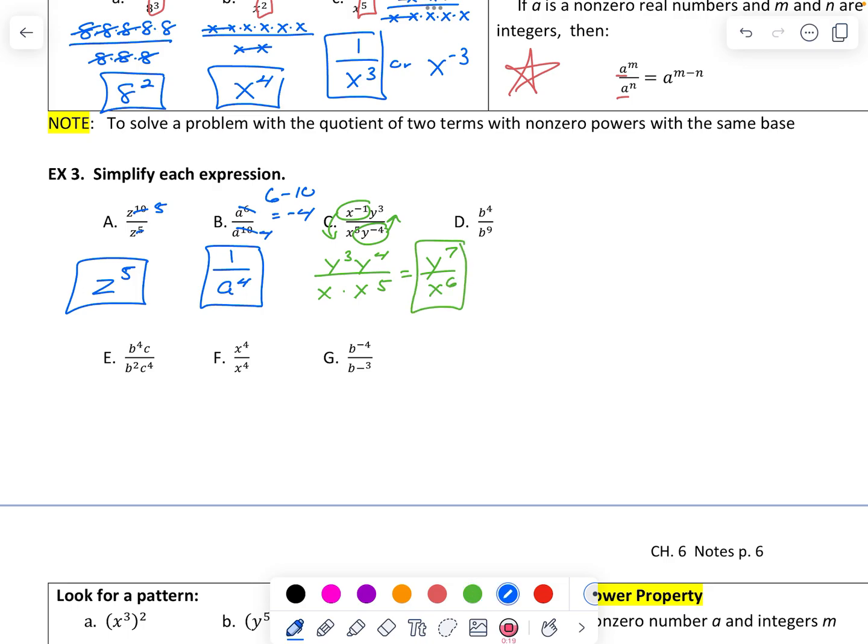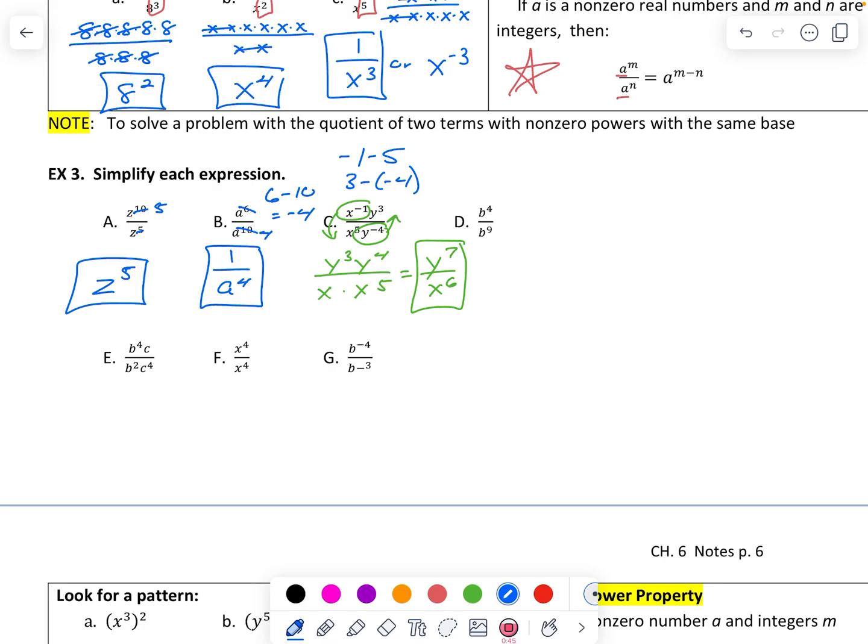Or we could have done negative 1 minus 5 for the x's. Notice that's negative 6. And we could have done 3 minus negative 4, subtracting the y's, which is positive 7. So whether you just regularly subtracted the exponents or rewrote it the way we did.